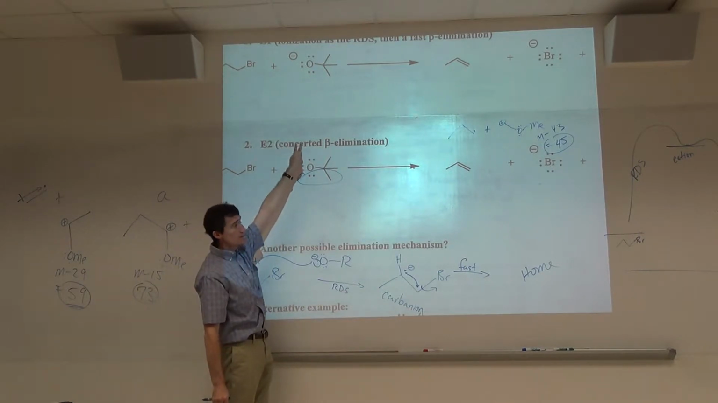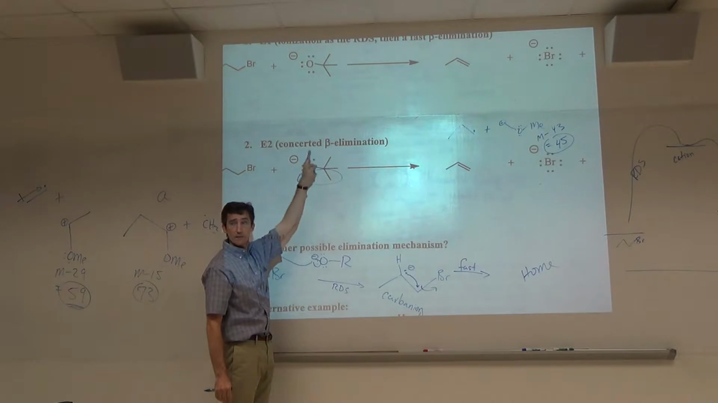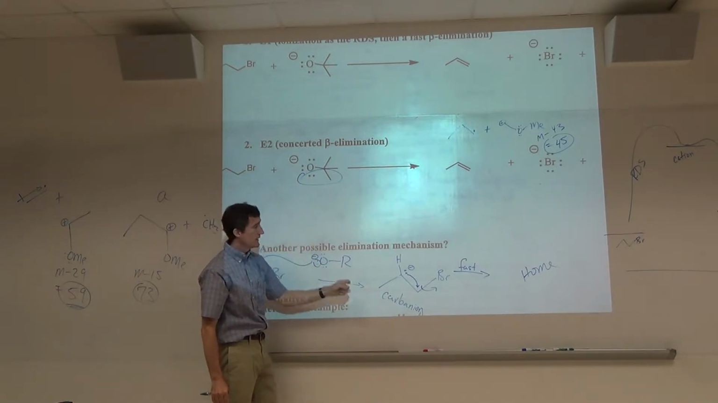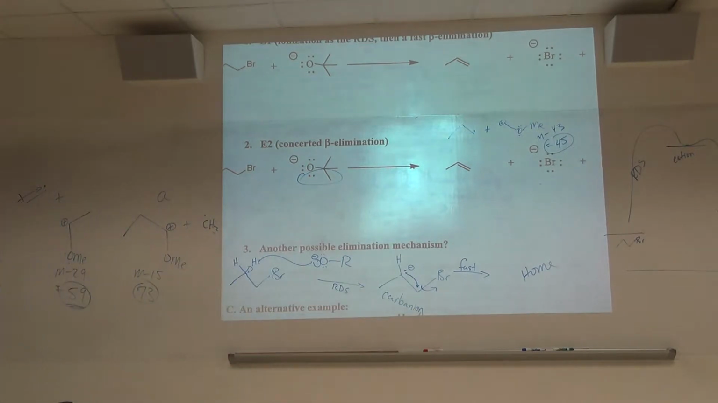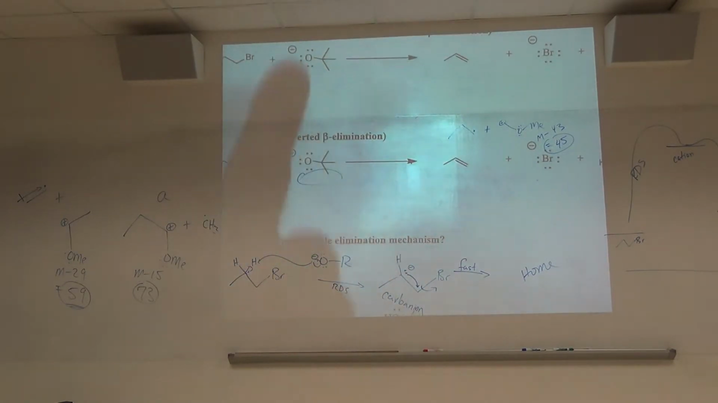Also, the leaving group leaves in the rate determining step in both of those mechanisms. Here, the leaving group leaves in the fast step. Okay, you'll never see this again in this course. We'll either be doing E1 or E2.